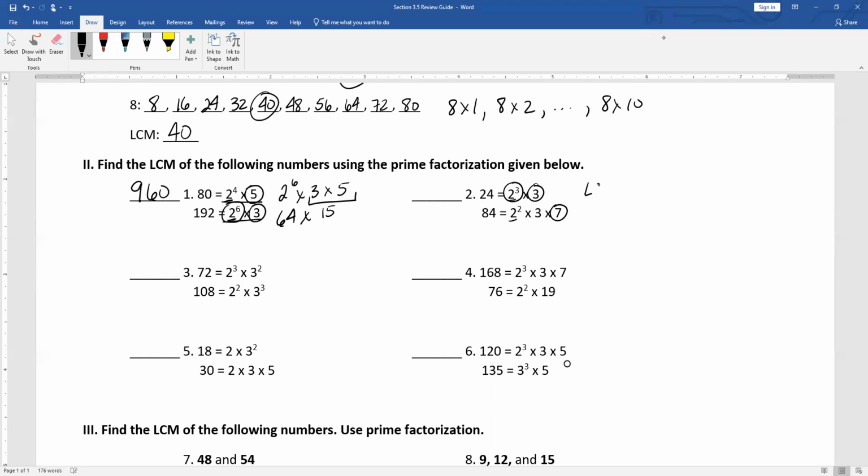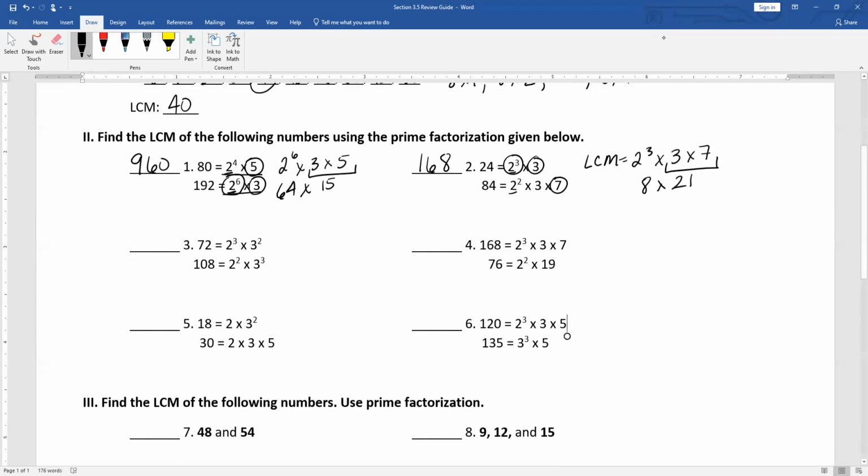So the least common multiple prime factorization is 2 to the 3rd, which is 8, times 3 times 7. We know 3 times 7 is 21, 2 to the 3rd is 8, and 21 times 8 is 168. And you can always check it too: is 168 divisible by 24? Yes, 24 goes into it 7 times, and 84 goes into it 2 times.